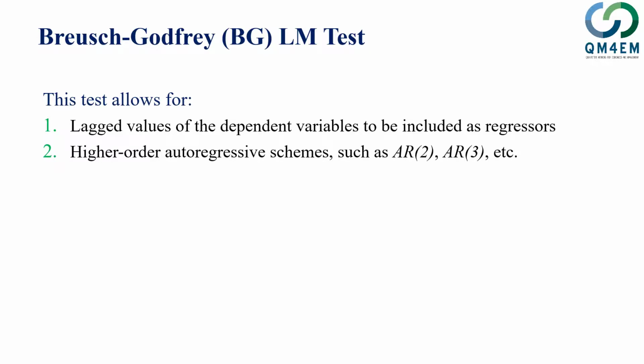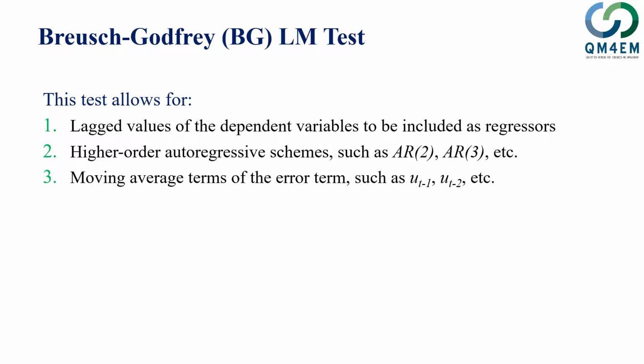Secondly, this test also allows for higher order autoregressive schemes such as AR2 and AR3. If you recall again, the Durbin-Watson D statistic does not allow for higher AR schemes. It was just valid for AR1 autoregressive schemes, but this BG LM test does allow for higher orders of autoregressive schemes. Then moving average terms of the error terms could also be used.